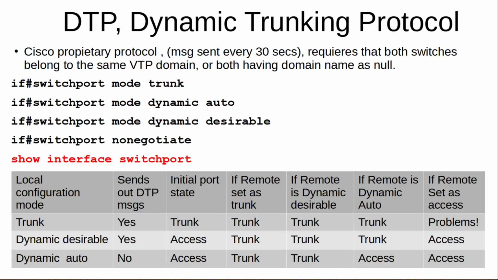If you want to disable DTP, issue the command switchport nonegotiate. And in order to see what is going on with your DTP, remember to issue show interfaces switchport. More on this in the lab.